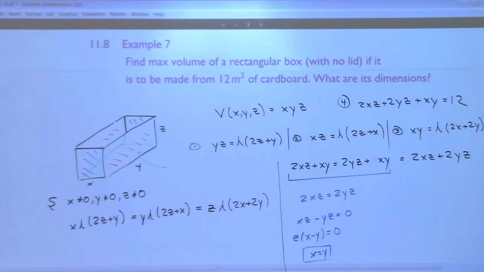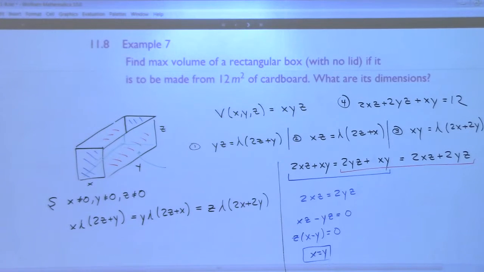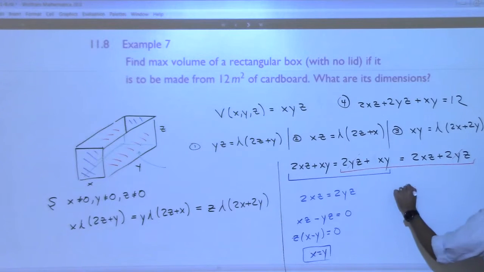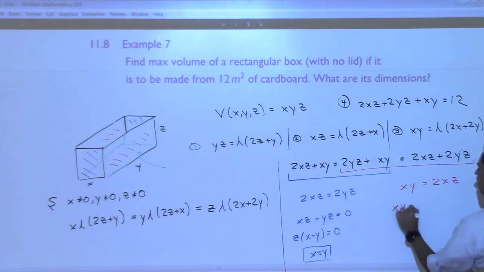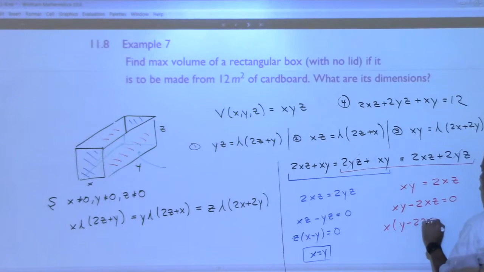And what if I work with these two right here? Will these two cancel out? Yeah, these two will. So if I work with those two, what cancels? You would get xy equals 2xz. Then move everything to one side: xy minus 2xz equals 0. Factor out an x: y minus 2z equals 0. And we can't put x equal to 0, so y must equal 2z.